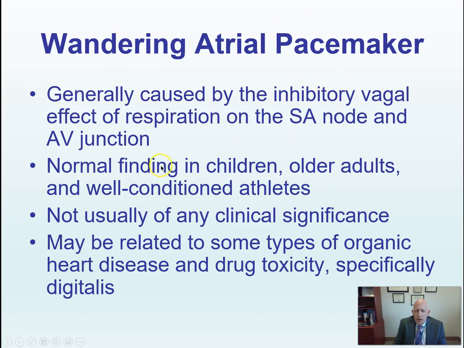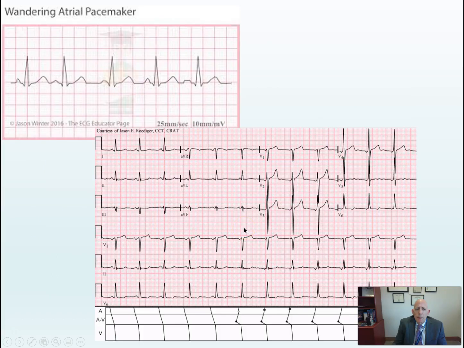It may be a normal finding in children and older adults and well-conditioned athletes that they might have evidence of a wandering atrial pacemaker. So by itself, it doesn't necessarily mean anything problematic. It can also be related sometimes to organic heart disease or certain drugs or toxicity. And this is what real samples would be.